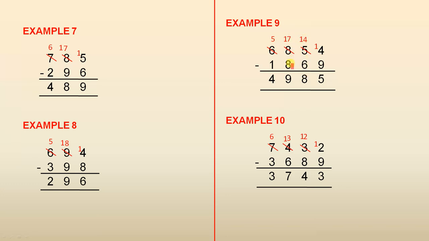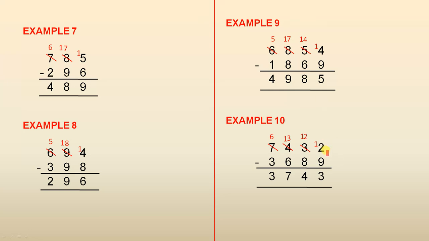7 take away 8 we can't do, so we cross off one of those thousands and we're left with 5 of them left. That's gone to there. Okay, so now we've got 17 hundreds and we take away 8 hundreds, that gives us 9 hundreds. 5 take away 1 equals 4, there's our answer.